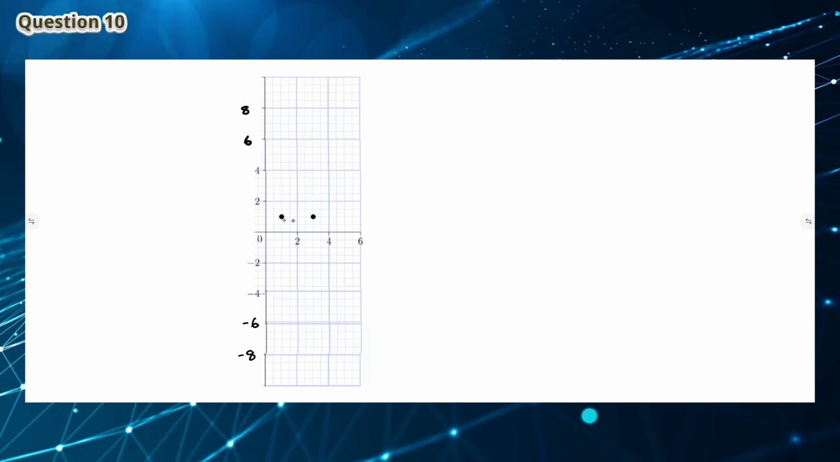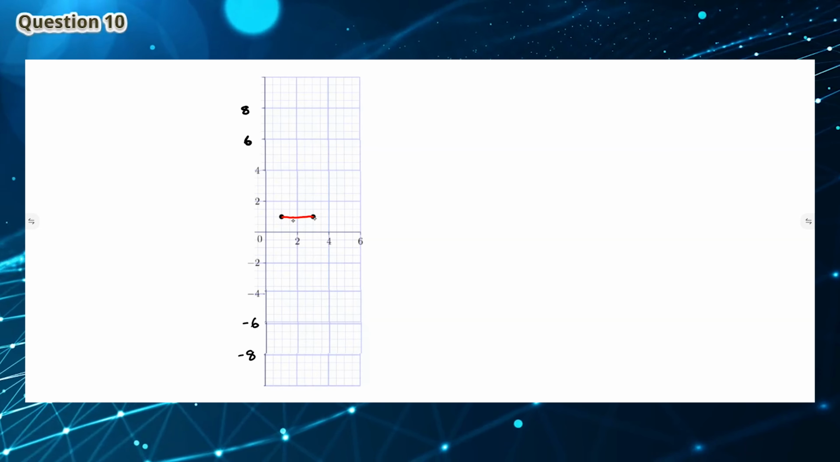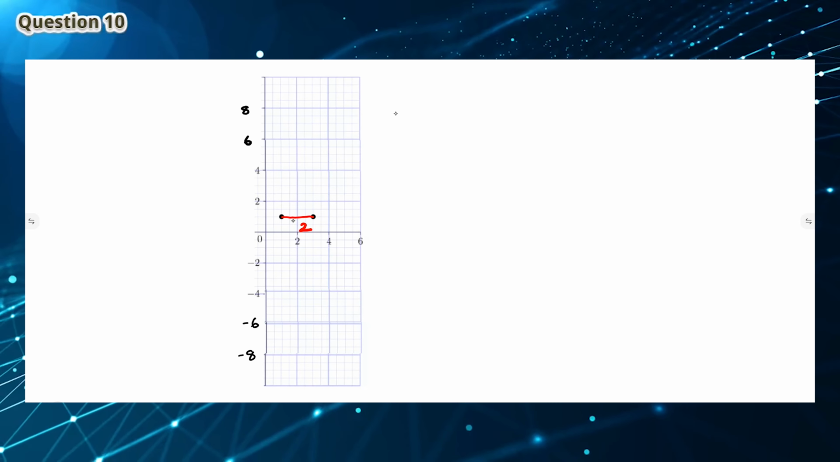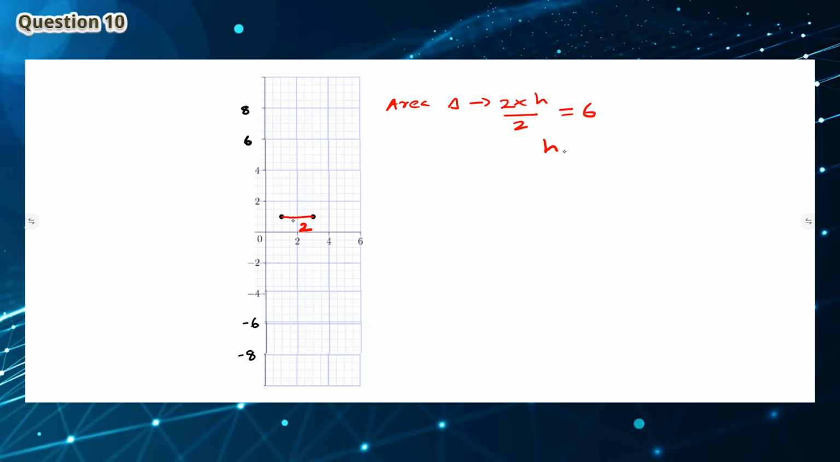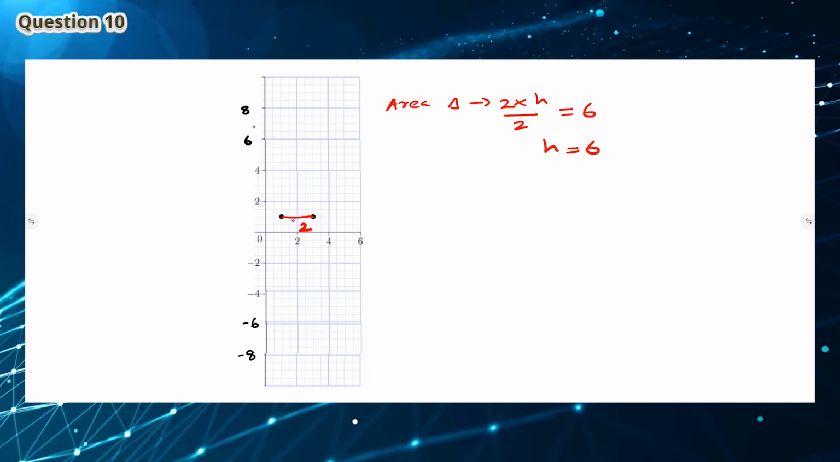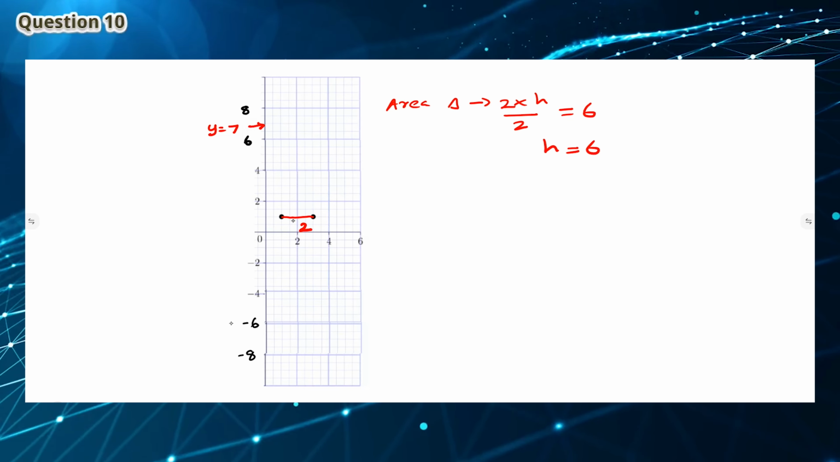Using the segment between A equal to (1, 1) and B equal to (3, 1) as the base of length 2, the perpendicular height must be 6 units. So the third vertex, C, is either on the line y equal to 7 or the line y equal to -5. Of the points given, only C equal to (2, -5) is possible.